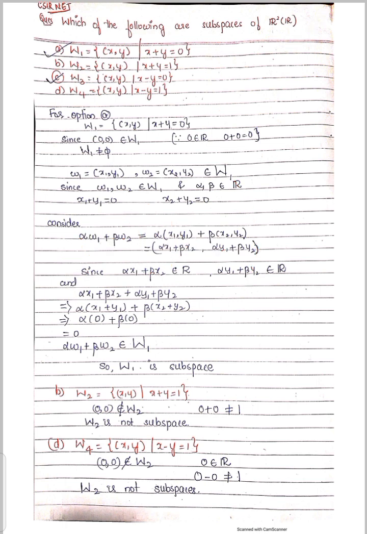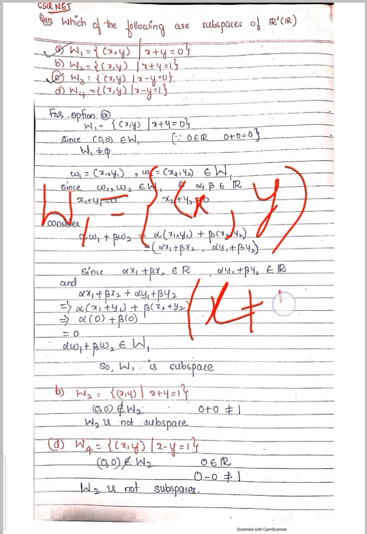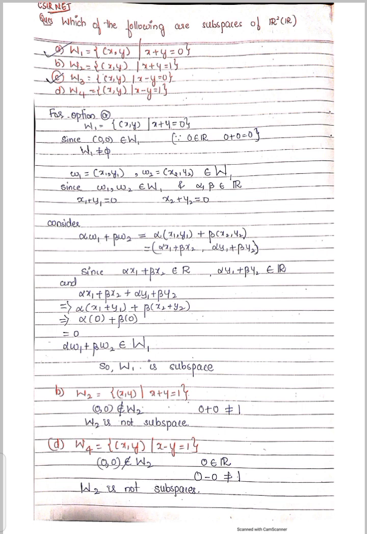The first option says that W1 is a collection of ordered pairs which satisfy the condition that x plus y must be equal to 0. They have given you W1, a set which contains the ordered pairs satisfying this condition. We have to check whether it satisfies the conditions of a subspace or not. Whether this W1 is a subspace or not, we have to check it.